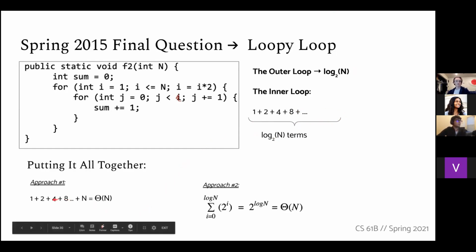So now let's look at 2 ways to basically put it together. What you can realize is that, well, the outer for loop really just controls how many times the inner for loop is going to run.